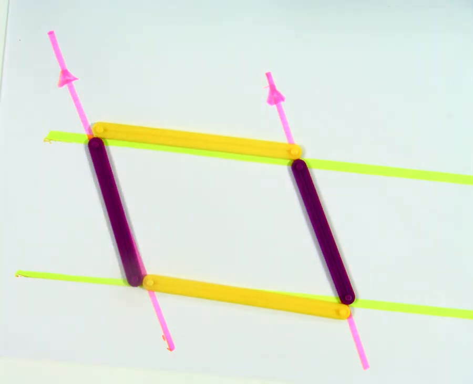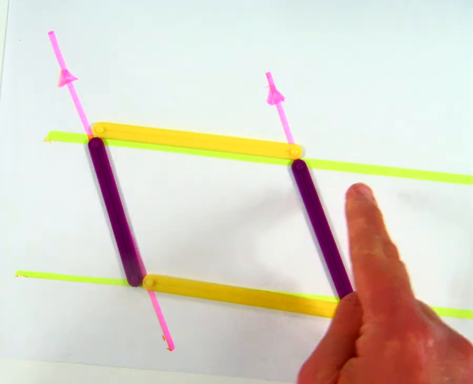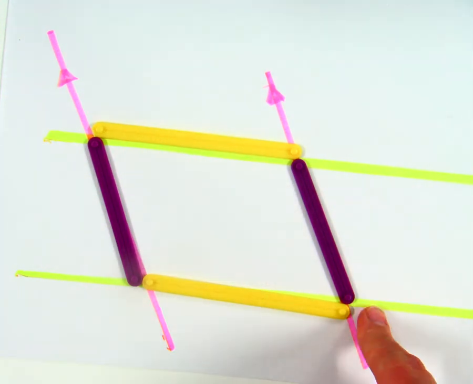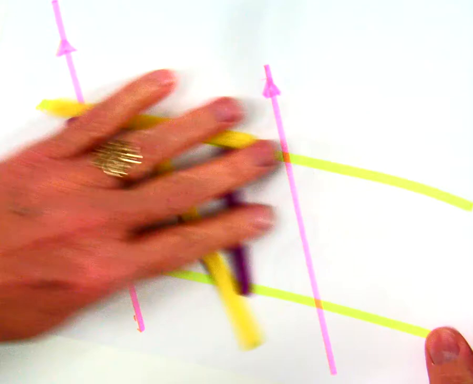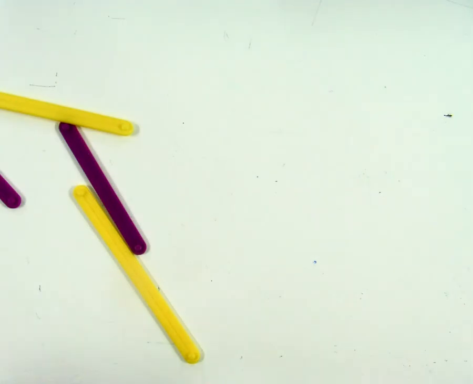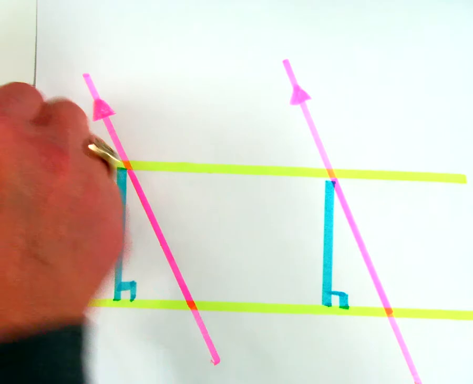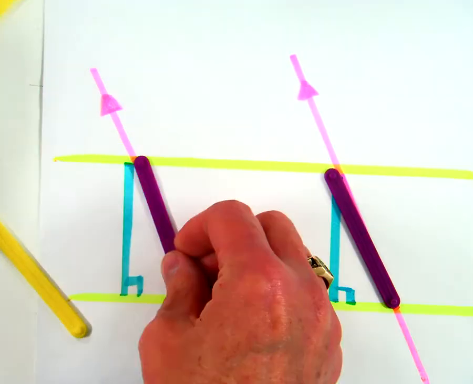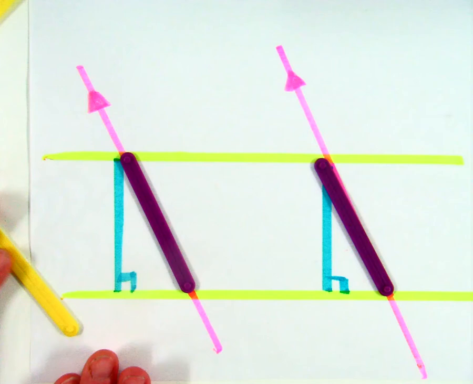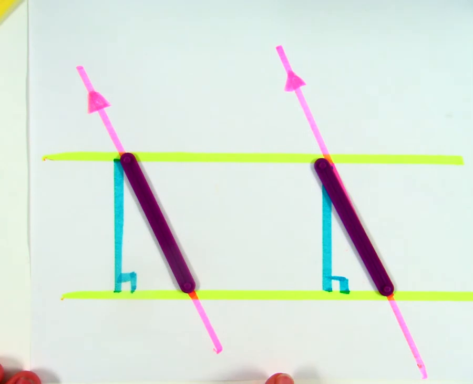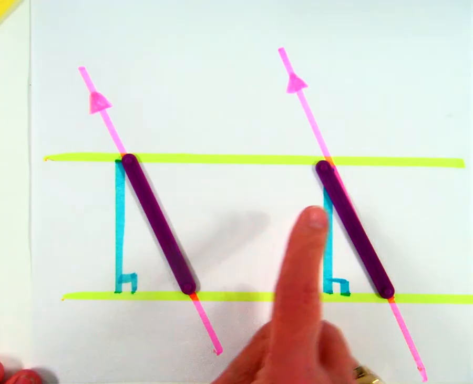Well, let's think about what it means to be parallel. Parallel means they never intersect. They're in the plane, and they never intersect. If they never intersect, that means they're always the same distance apart. Otherwise, they intersect. So if we can show that these two yellow lines are always the same distance apart, then we've got it made. So here we have one with it drawn in. Distance to a line is always perpendicular, so I've drawn in the perpendicular.